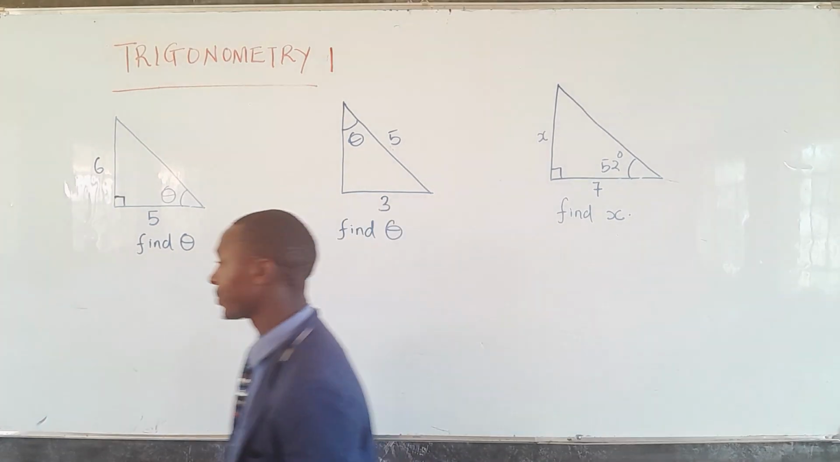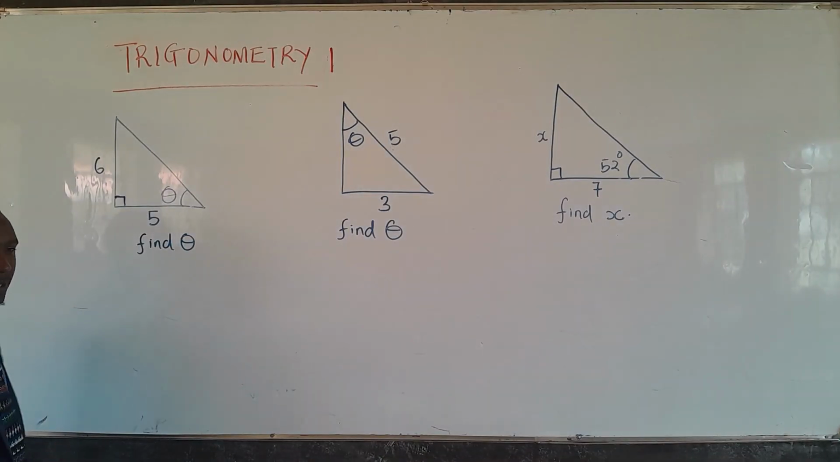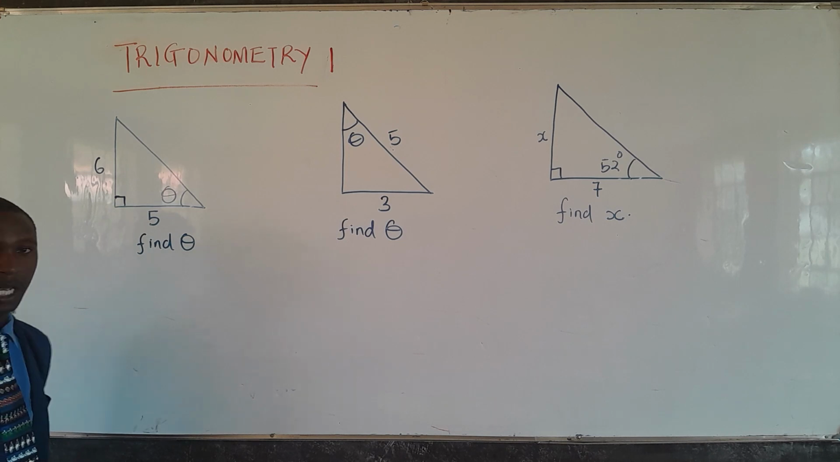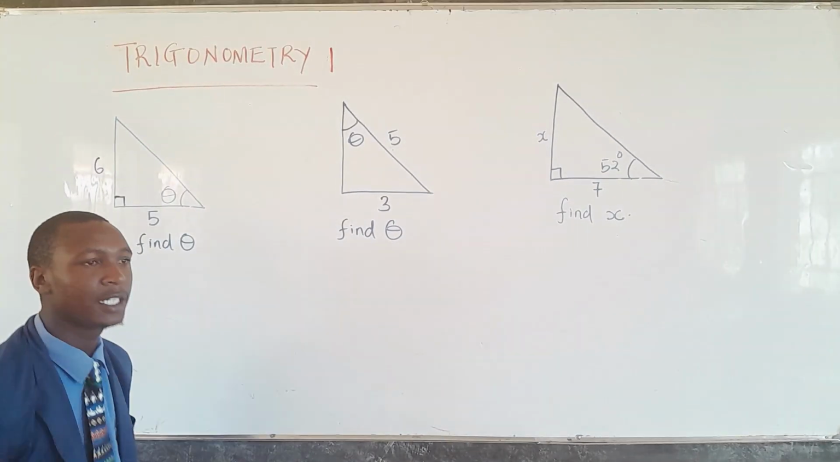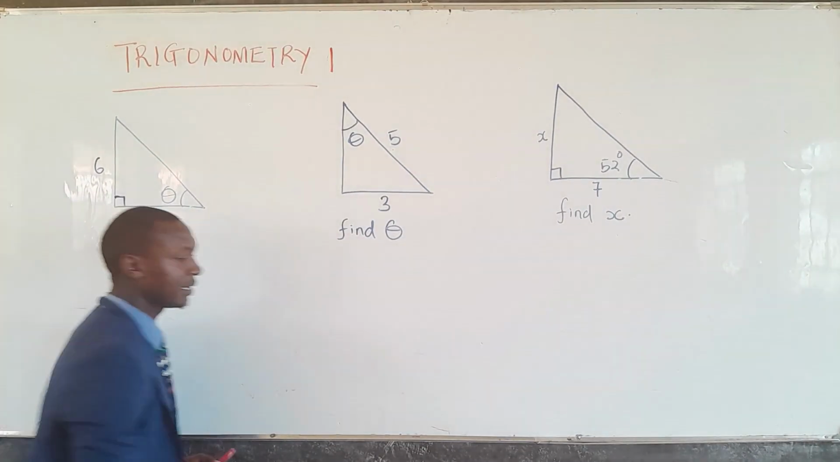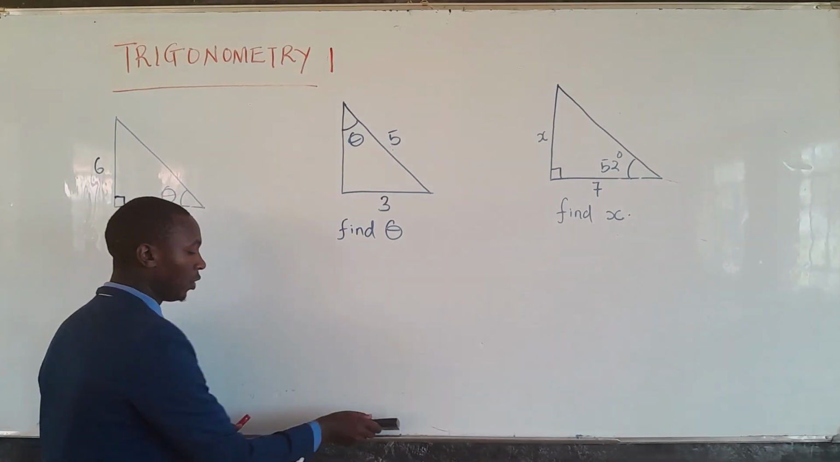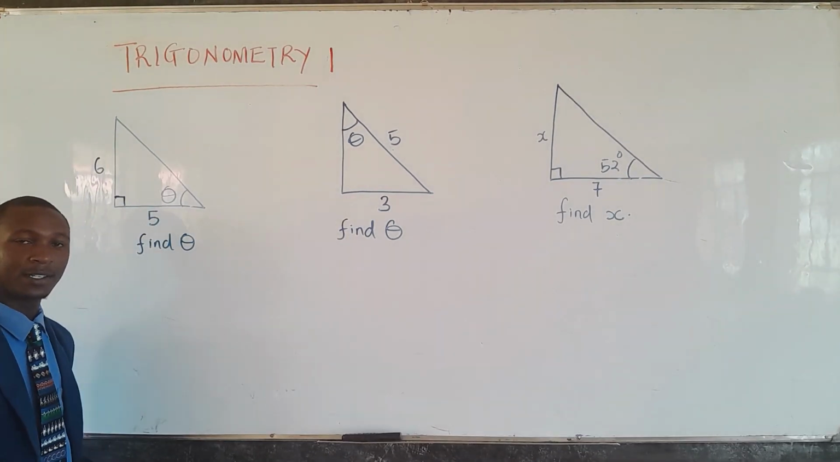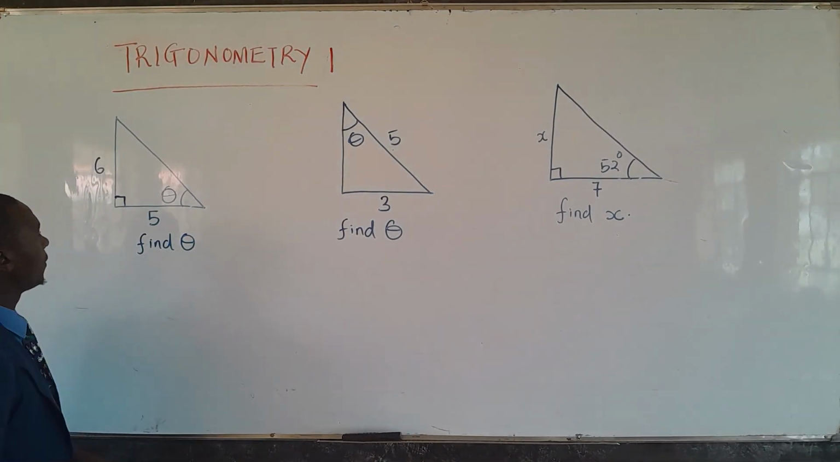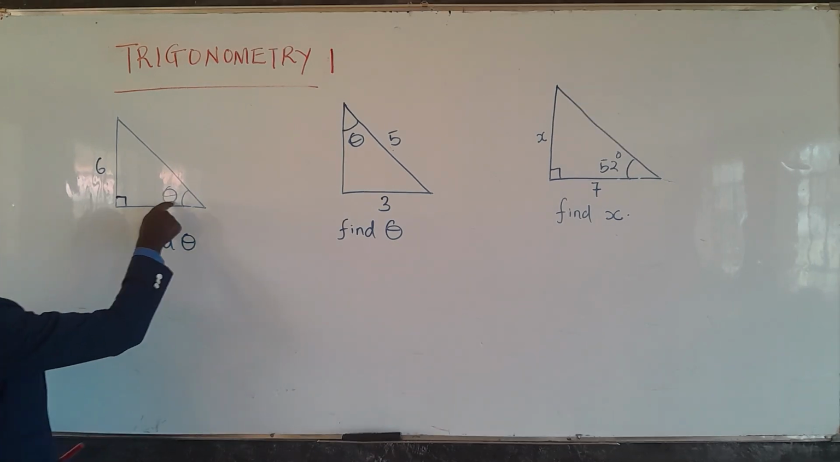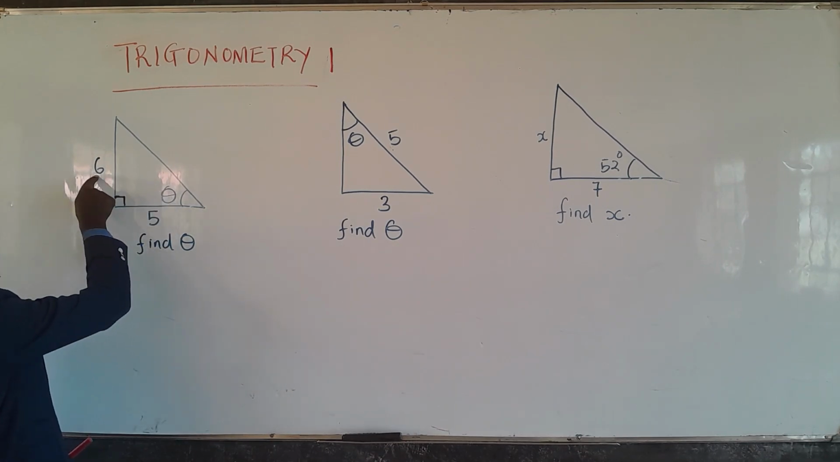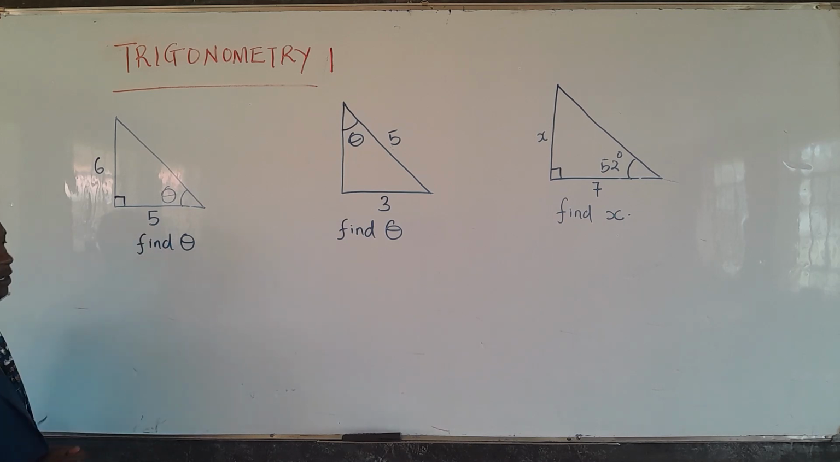To do that, we need to find which relationship we are going to use. Are we going to use the tangent, the cosine, or the sine? Now, if you can see here, we have theta here, and we notice that this is the opposite and this is the adjacent. We notice therefore we need to use the tangent of theta.